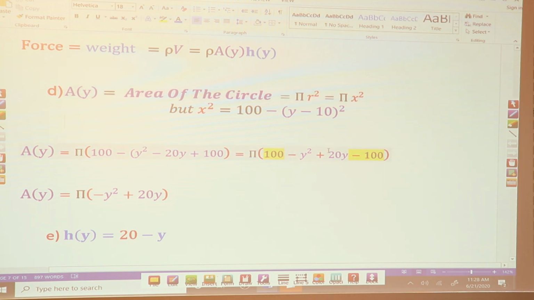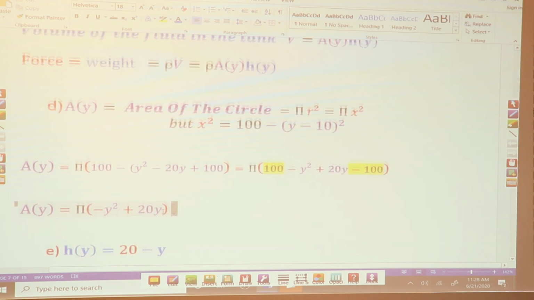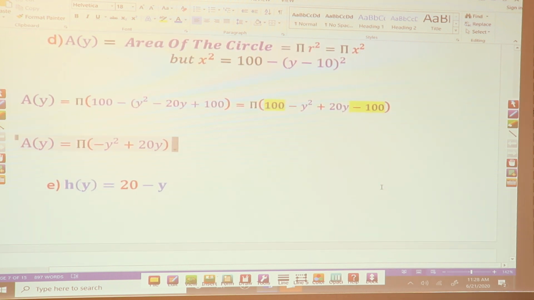This cancels with that. You see the yellow? Then the area of y is pi times (10 minus y) squared, and h of y. Let me just show you, h of y is 20 minus y.